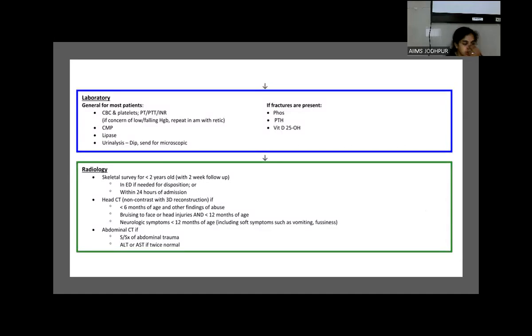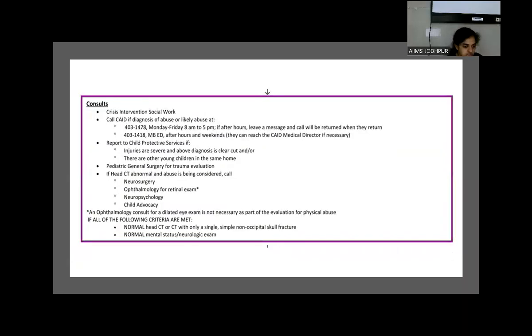A routine laboratory workup such as the hematocrit, the PT/INR, the metabolic panel and lipase, if there is any suspicion of abdominal injury, is done, and urine analysis is done. If fractures are present, the tests pertaining to them should be done. Then coming to radiological evaluation, a skeletal survey is always indicated if there is any suspicion, and a non-contrast CT is always useful to rule out any head injuries which may be visualized. And then if there is any abdominal complaint or abdominal injury suspected, an abdominal CT is indicated. The management is the same as the management for any non-intentional trauma.